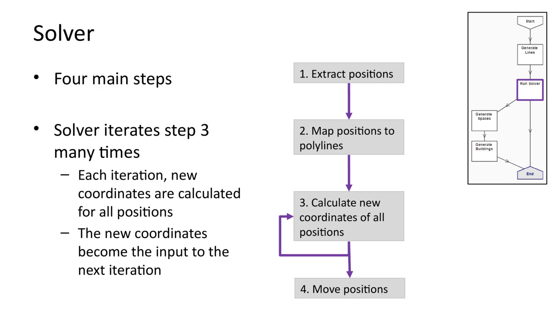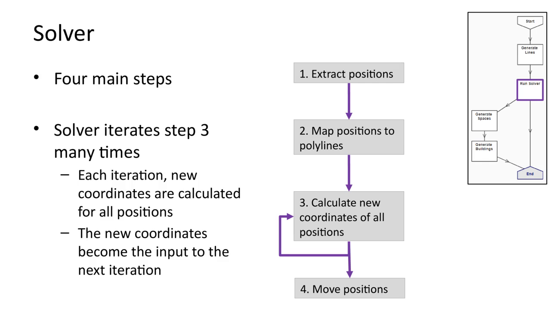The solver has 4 main steps. The first 2 steps are preparing the data for the solving process. In step 1, the positions are extracted from the polylines. And in step 2, a map is created that links each position back to the polyline it belongs to. This map will be used later when finding the neighbors of positions.